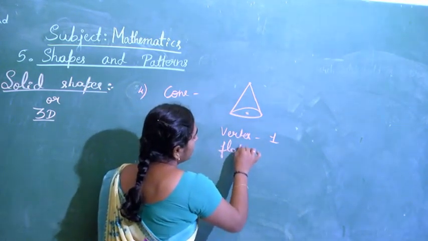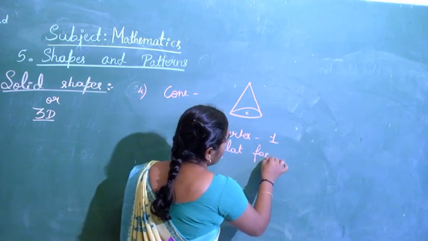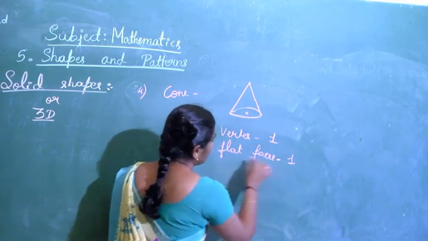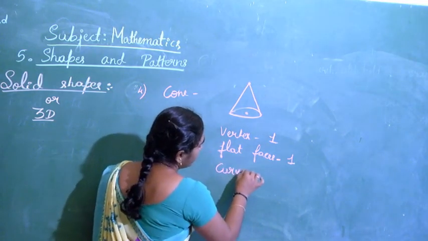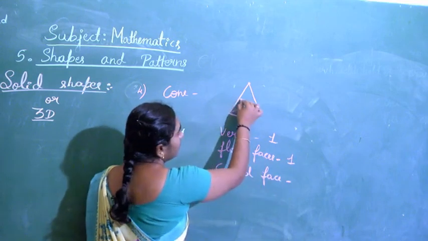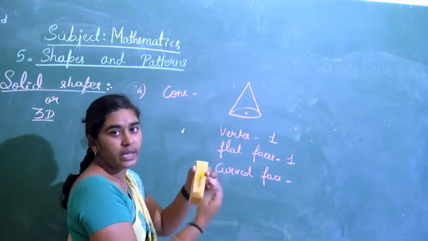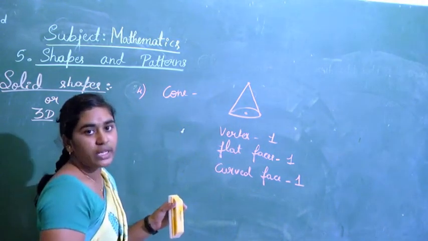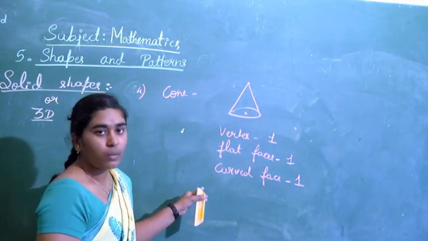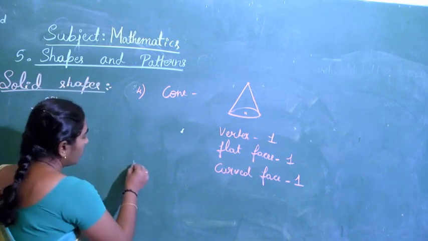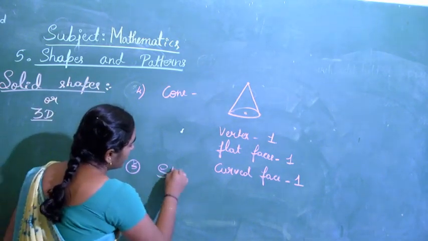Flat faces, only this circle is the flat face, and the curved face, there will be one curved face. One vertex, one curved face, and one flat face. This is for a cone, and the last one is sphere.